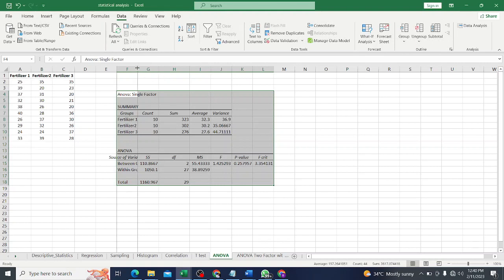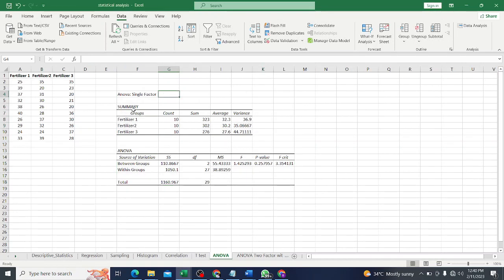So now, what do I have? I have this as my result. We have the summary, which gives us the count, that is the sample number that we have, which is 10. And then the sum for each group: for fertilizer 1, we have 323, then 302 for fertilizer 2, and then 276 for fertilizer 3. Then this is the average of each group, and this is the variance.